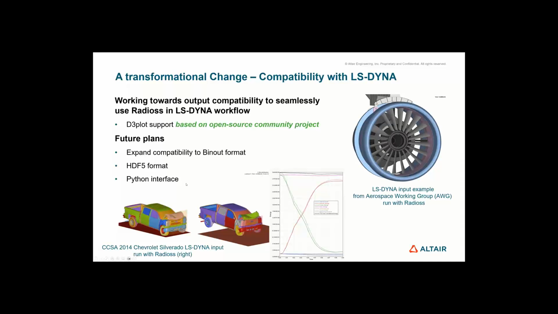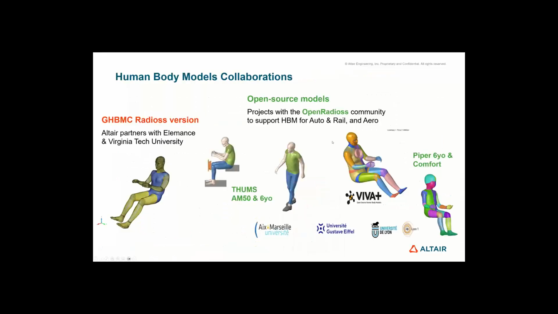And as already mentioned, human body models are becoming more and more important since the computational power is increasing, so we can deal with these quite large models, which are very good for investigating whatever safety aspects on real humans. Here, most of the inner organs are also modeled. You see one from GHBMC, which is available in the commercial version only. But you also have some freely available human body models like THUMS, VIVA+, PIPER, and so on.